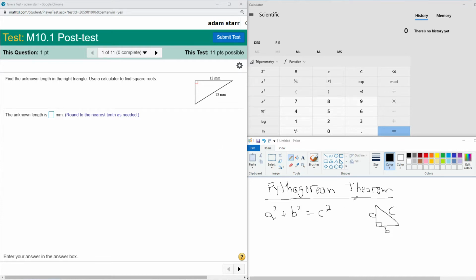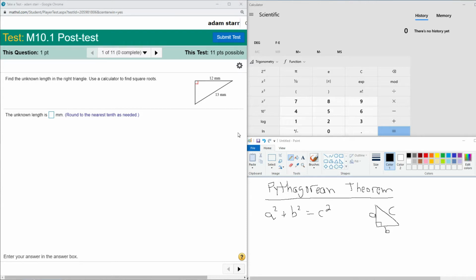The Pythagorean theorem is here. Hopefully we remember this: in a right triangle, if the two smaller sides are labeled A and B, and the hypotenuse is C, then when you square the two smaller legs and add them, it is equal to the square of the hypotenuse. So a squared plus b squared equals c squared. Again, in a right triangle.